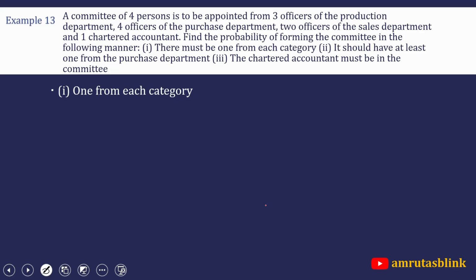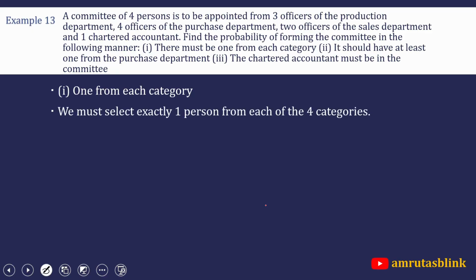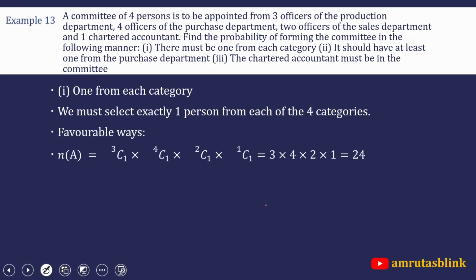Now we'll check out how to find the first case, that is, there must be one from each department. So that means we need one from production, one from purchase, one from sales, and one chartered accountant. So we must select exactly one person from each of the four categories. So favorable ways, let's say for this event A, is 3C1 into 4C1 into 2C1 into 1C1, which is equal to 3 into 4 into 2 into 1, which is equal to 24, and hence probability of A is equal to n of A upon n of S, which is equal to 24 upon 210.